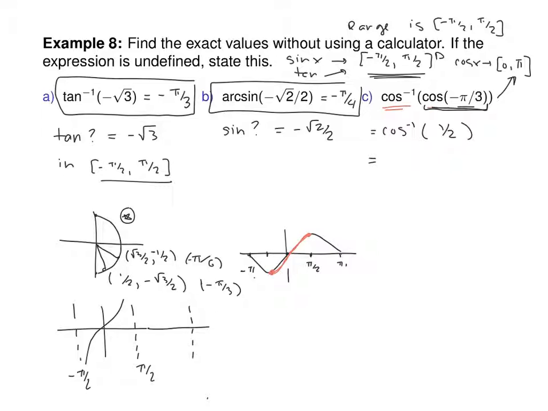And cosine inverse of 1/2. You ask yourself, cosine of what angle gave me 1/2 in the interval from 0 to pi? So is it pi sixths? Or is it pi thirds? Pi thirds.